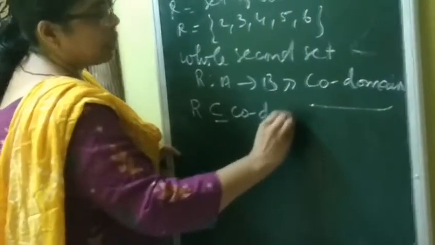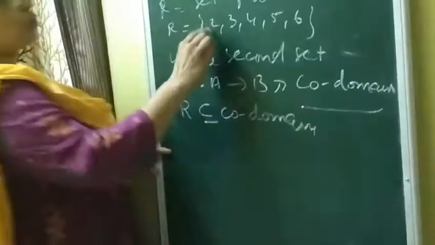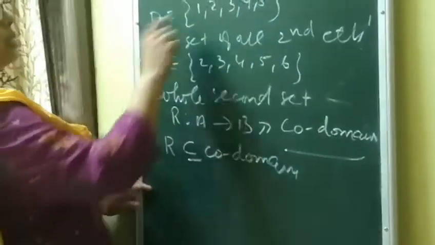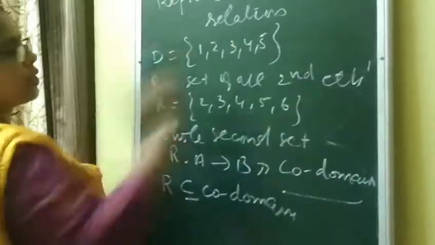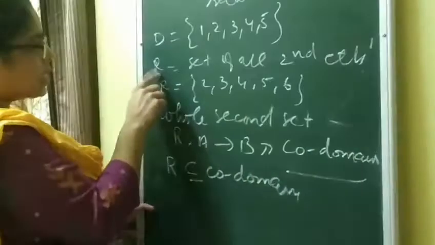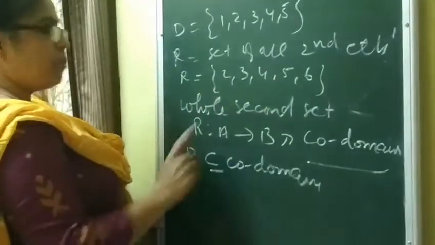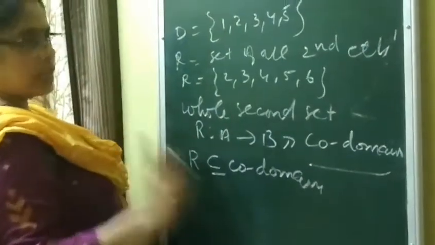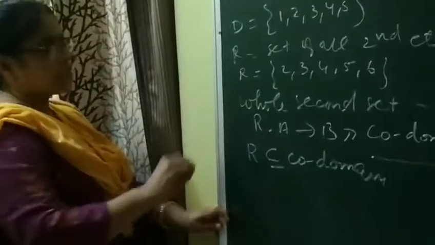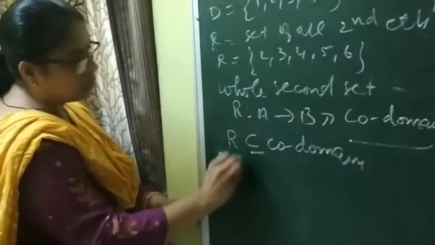यहाँ देखिए, रेंज 2, 3, 4, 5, 6 है, सेट गिवन जो है 1, 2, 3, 4, 5, 6 है, इसमें 1 नहीं आ रहा है, इसलिए यहाँ सबसेट बन रहा है, और रेंज मैक्सिमम कोडोमेन की सारी वैल्यूज ले सकते हैं.